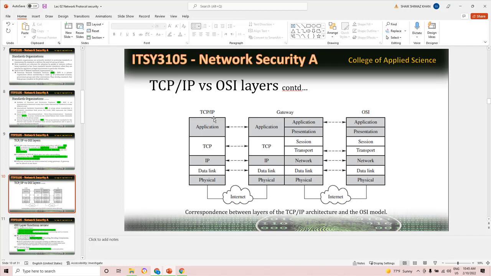Okay, students. So when your data starts from one system, the data will go from application layer to TCP layer, then to IP layer, then to data link layer, and then physical layer. It will be transmitted across the network. When it reaches the destination system, it goes to the physical layer first, then data link layer, then IP layer, TCP layer, application layer. This is how it works as far as TCP/IP is concerned. Same thing applies to the OSI also.